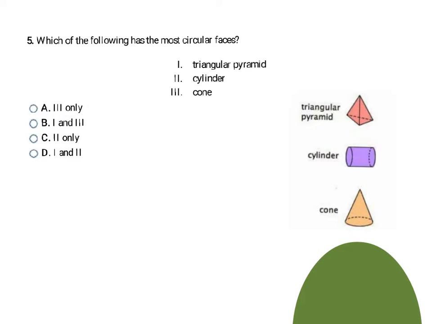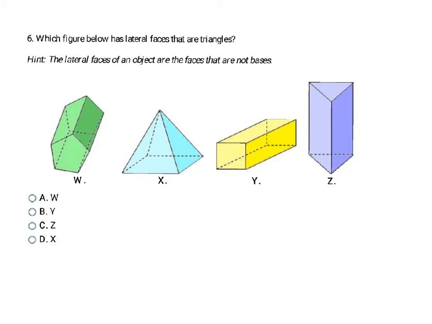So my first option has 0 circular faces. The cylinder has 2 circular faces and the cone has 1. So my cylinder is going to have the most, which is choice C, my final answer.